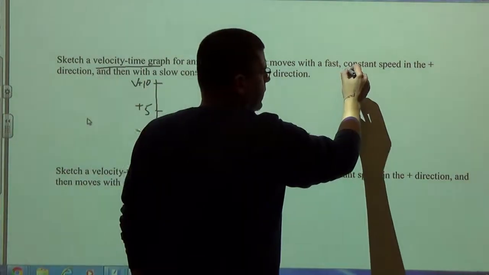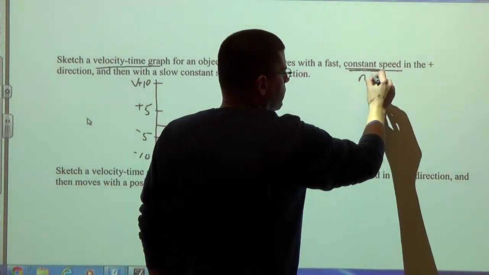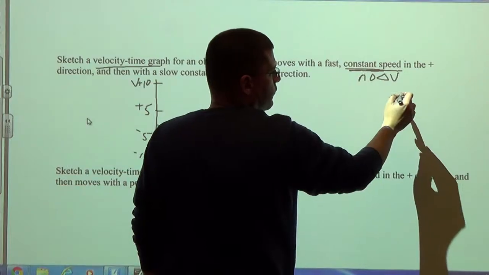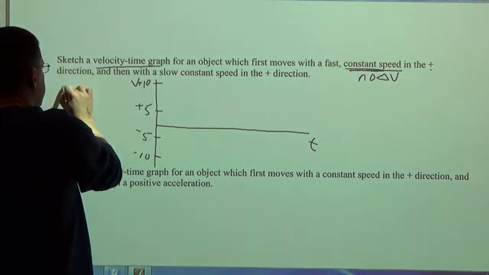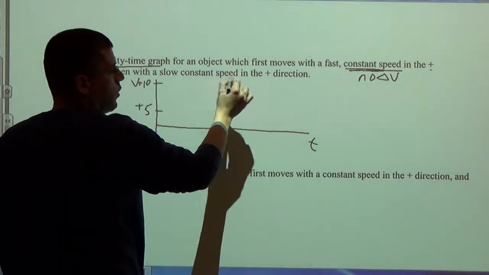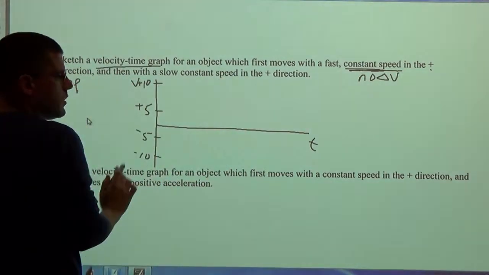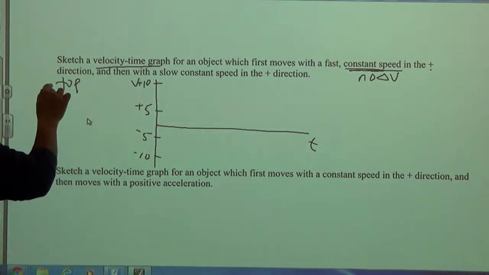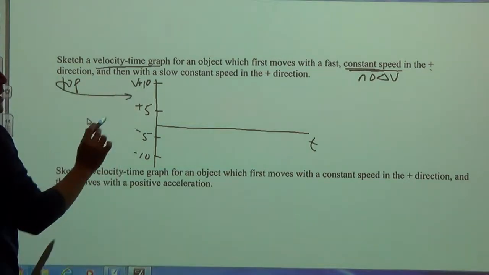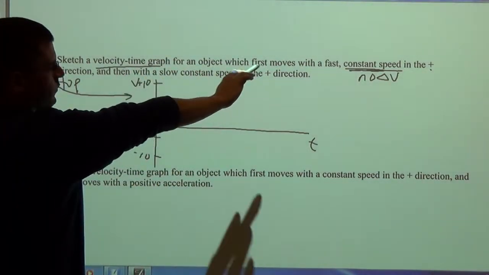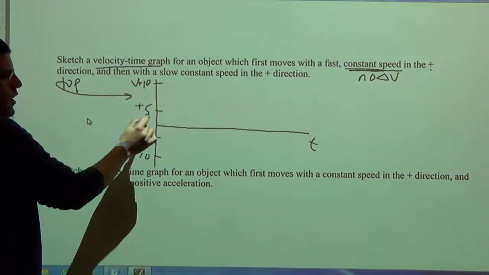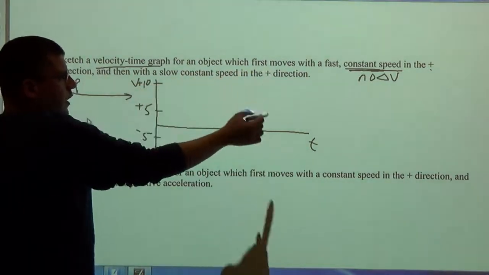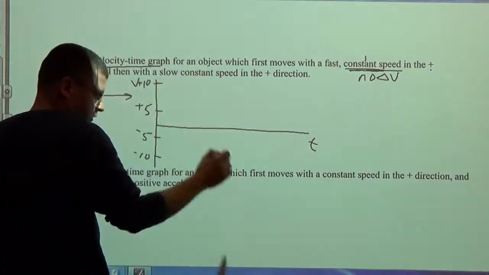Okay, so constant speed. So no change in velocity. Positive direction, top, and then slow. So again, 2 horizontal lines. So we're going to work up top in the positive quadrant. And it says here, fast constant speed. So let's look at our magnitude. Why don't I start at 10? So here's segment 1. We'll break this up. Here's segment 1. Watch this.